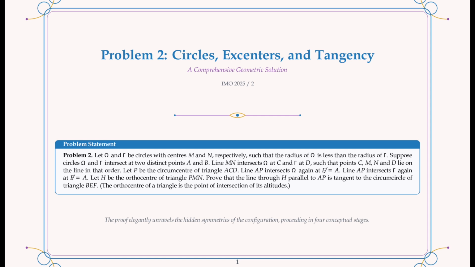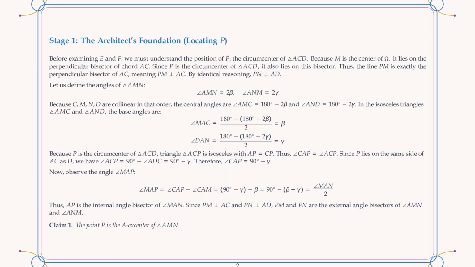Let P be the circumcenter of triangle ACD. Line AP intersects omega again at E, not equal to A. Line AP intersects gamma again at F, not equal to A. Let H be the orthocenter of triangle PMN. We are asked to prove that the line through H parallel to AP is tangent to the circumcircle of triangle BEF. The proof elegantly unravels the hidden symmetries of the configuration, proceeding in 4 conceptual stages.